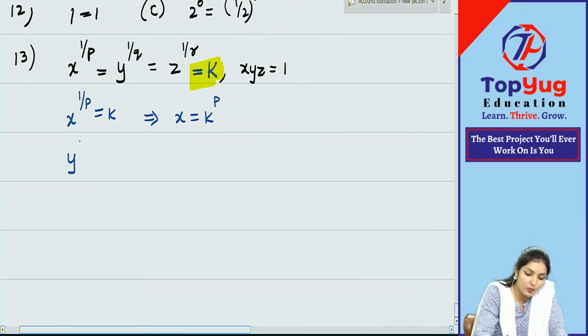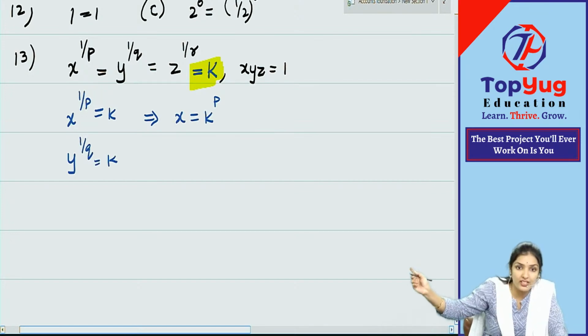Now, Vivek, what are you doing? Your eyes should be here, not there.